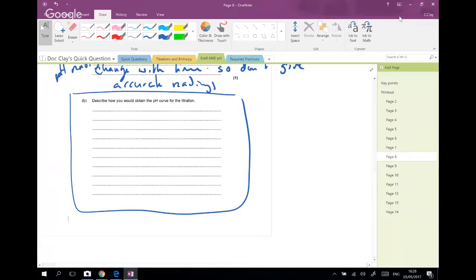The simple thing is you're going to measure the pH of the acid, add alkali in known small portions, sort of 1 to 2 centimeters cubed at a time, stir the mixture, measure the pH after each addition, repeat until alkali is in excess, and add in smaller increments near the end point. So just check the answers later on if you want to check how to do this. But it's quite a simple, straightforward process. Make sure you're aware of it.